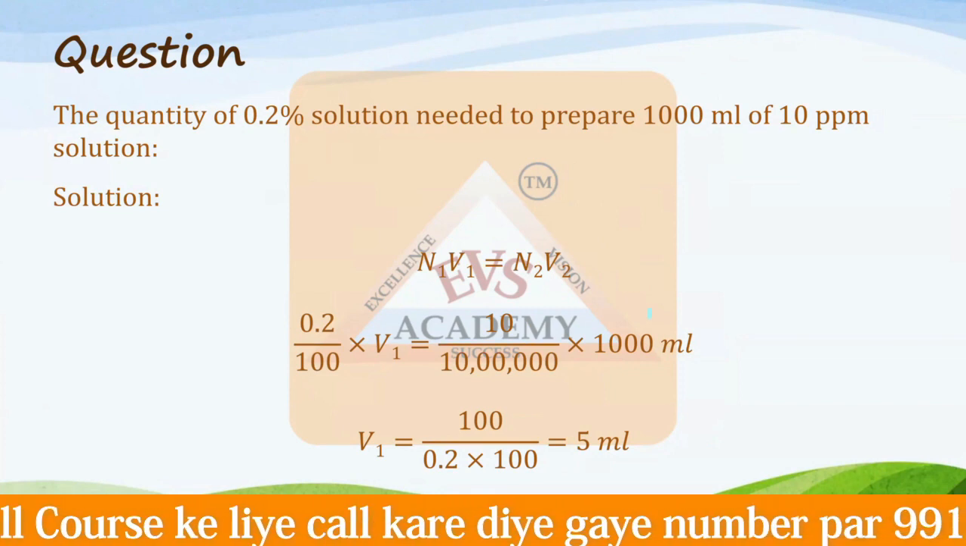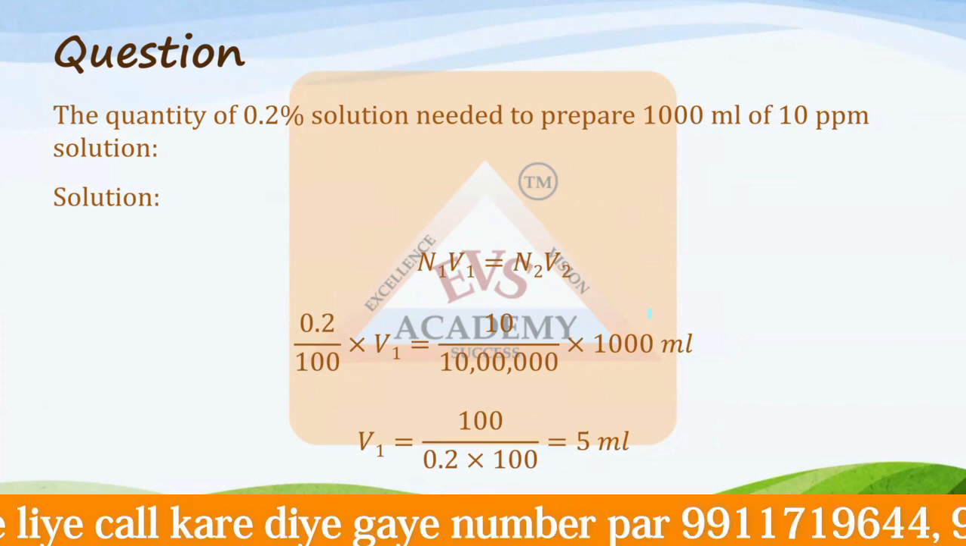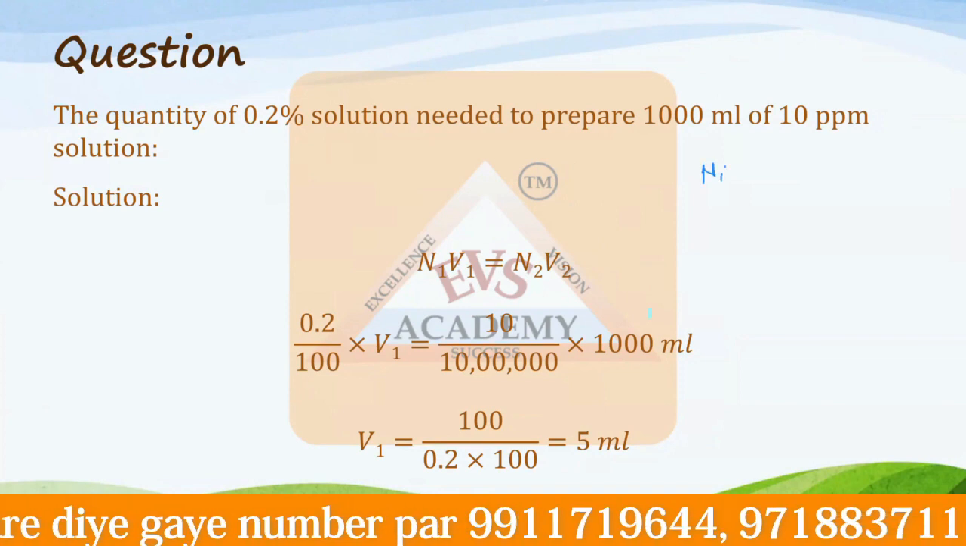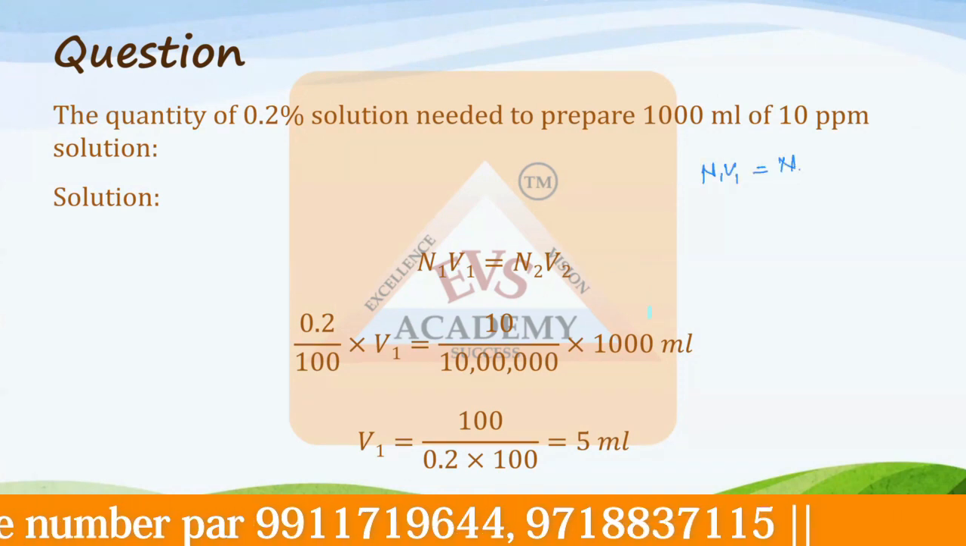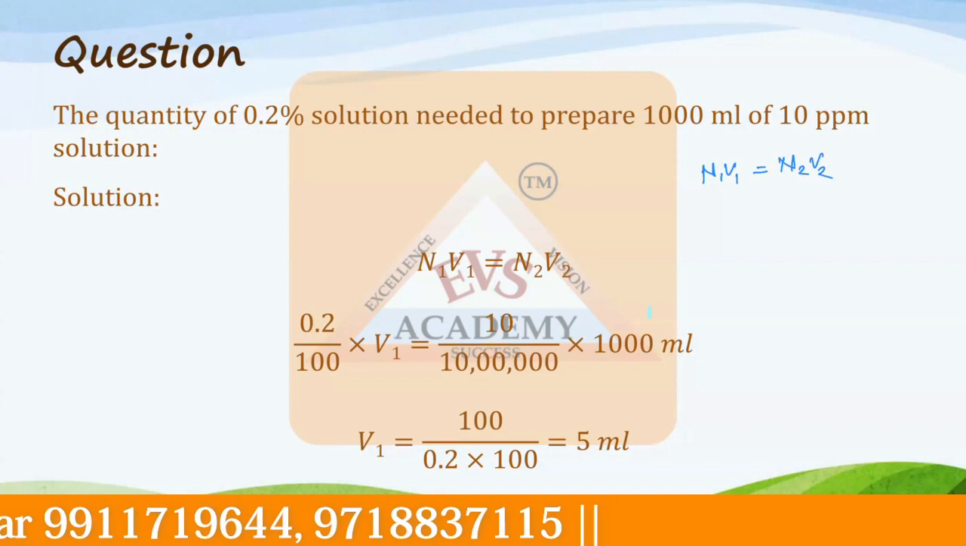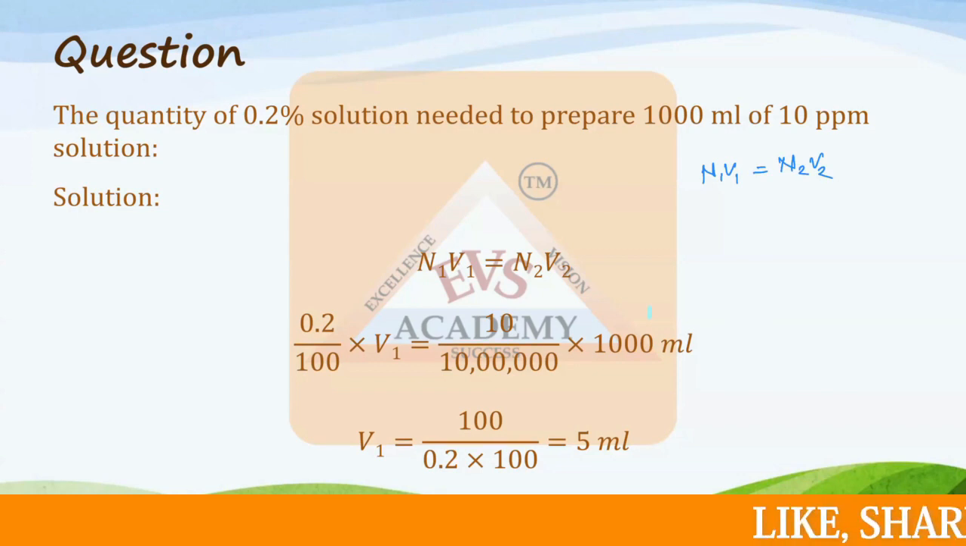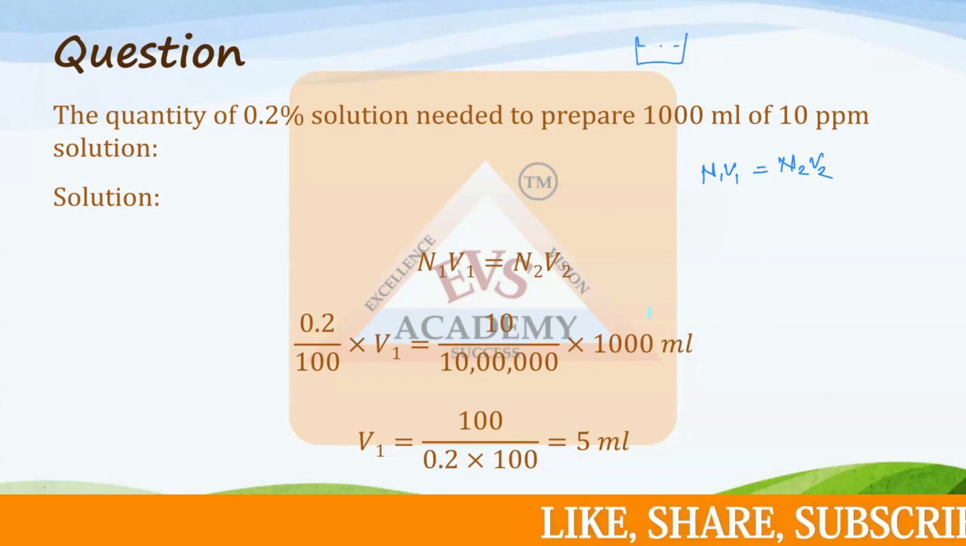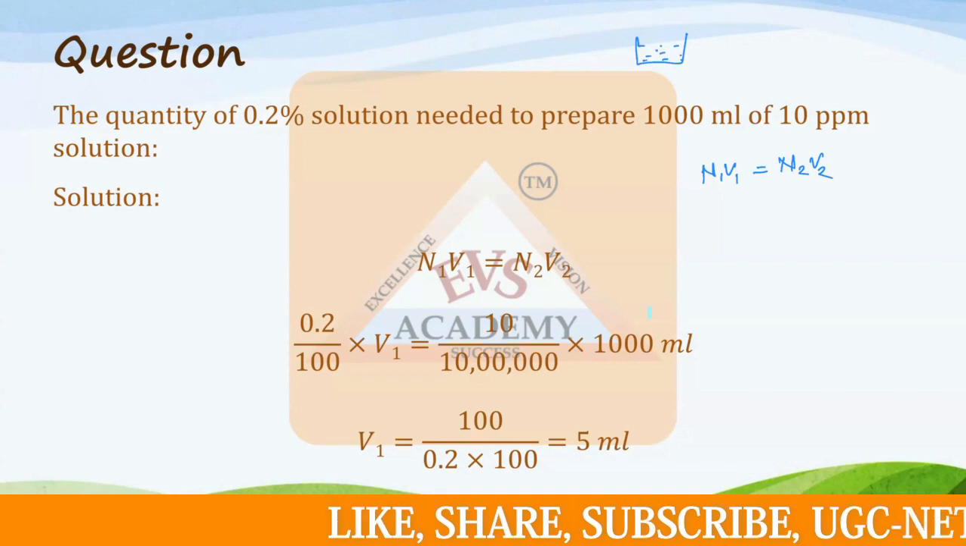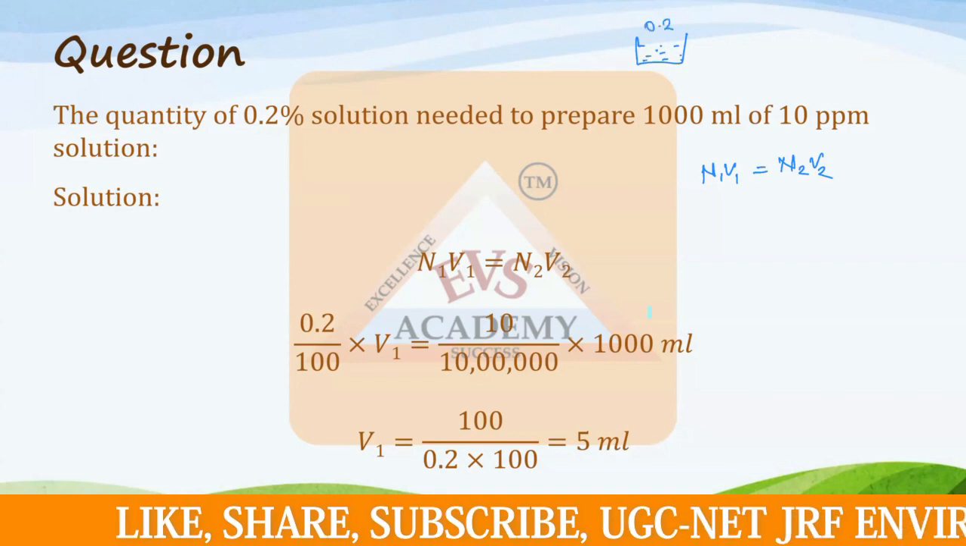For that, there is a special formula that we always use in these scenarios. That is N1 V1 equals N2 V2. What is the basic meaning of this particular question? Let's understand that. You have one solution, and you know the concentration of the solution. The concentration of the solution is 0.2%.